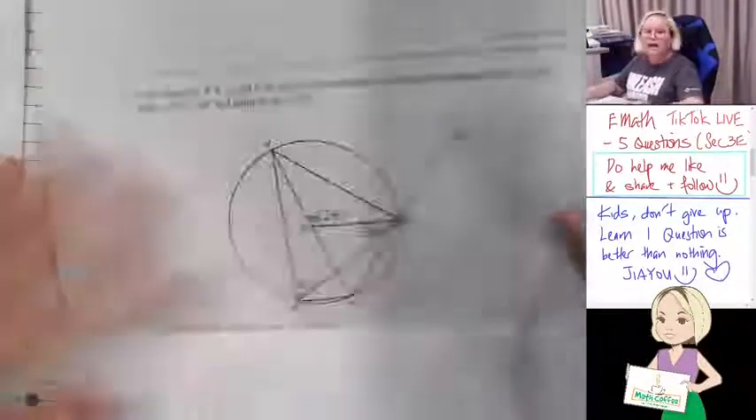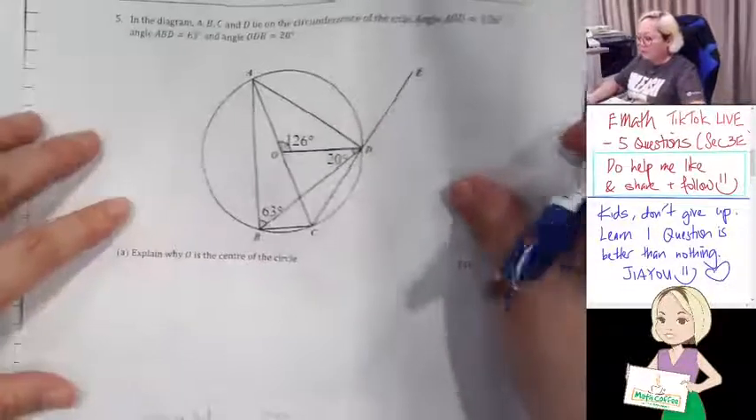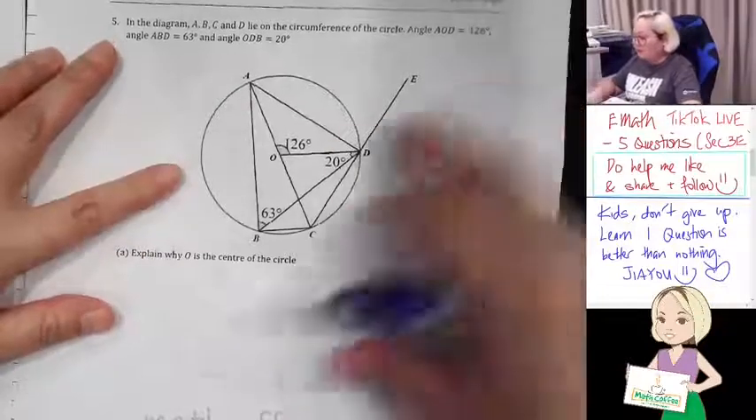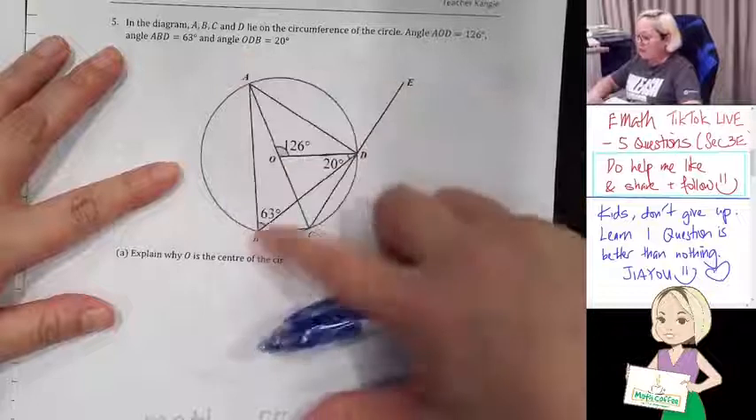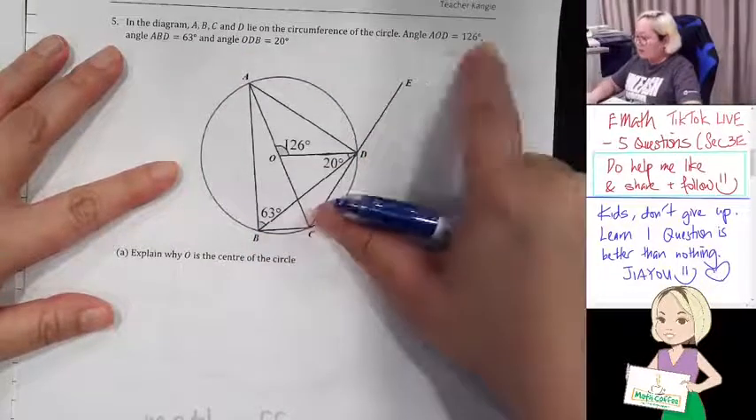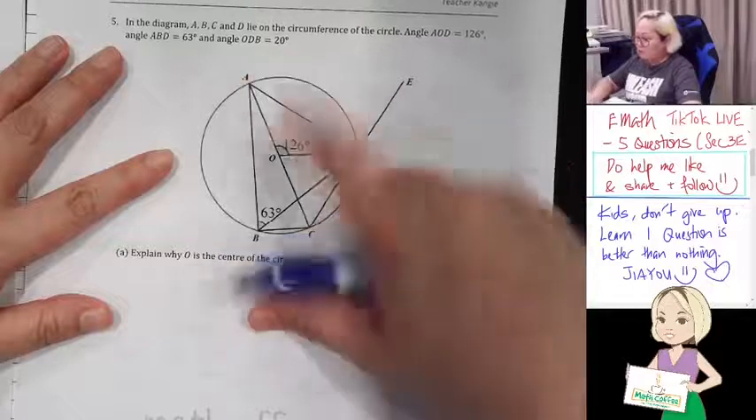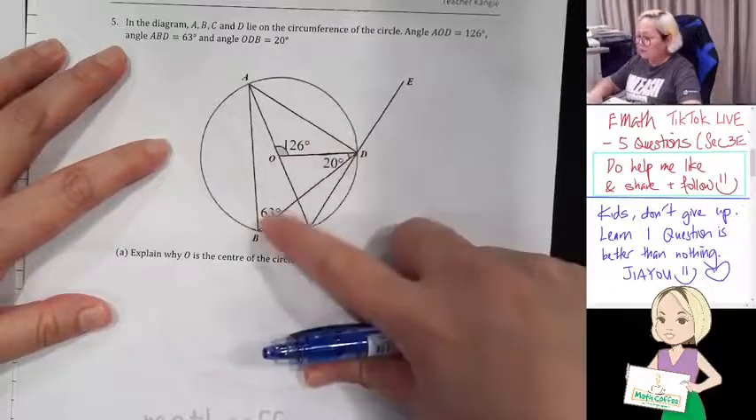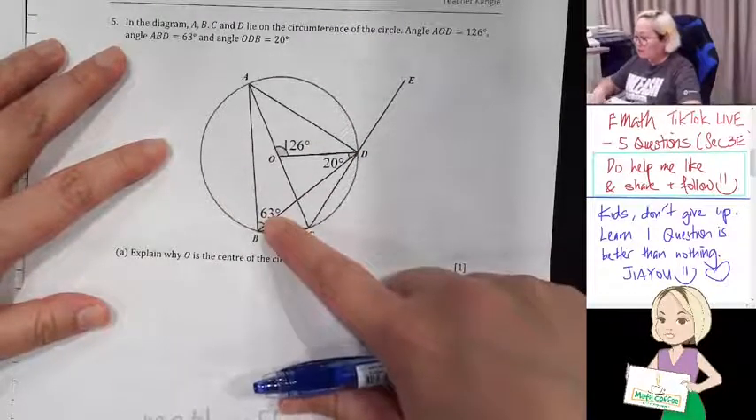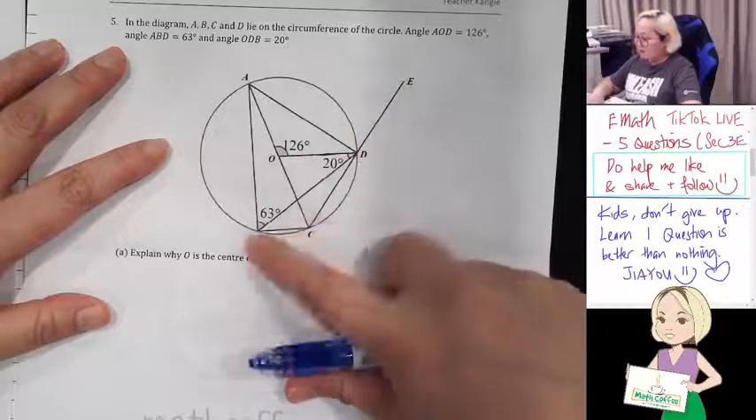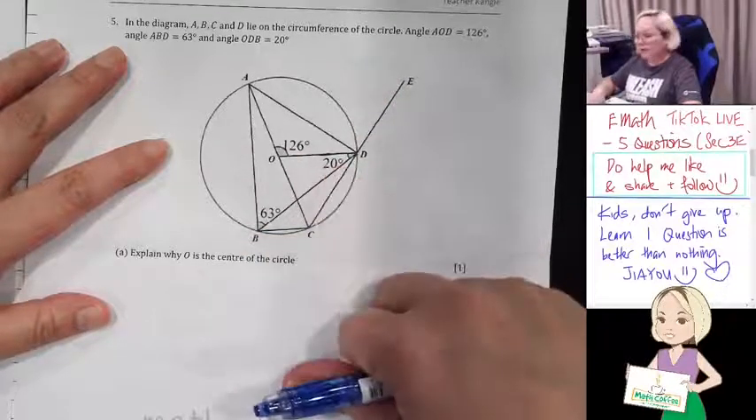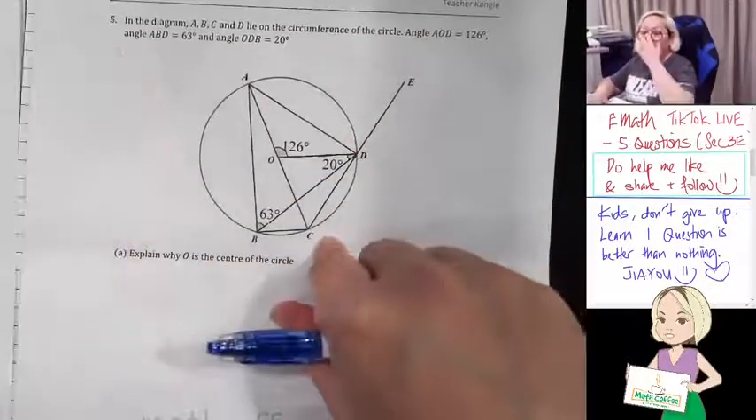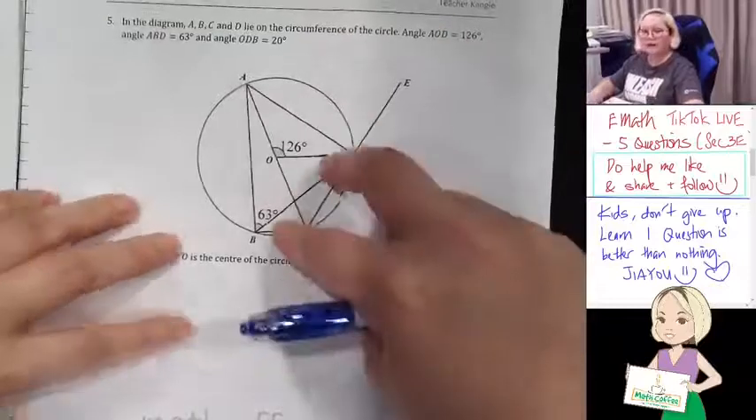Okay, come, let's start our last question, question 5. Properties of circle. In the diagram, ABCD lies on the circumference of the circle. Angle AOD is equals to 126, which is already stated there. Angle ABD is 63. And angle ODB is 20 degrees. Always make sure that the statement and information are put into the diagram, and double check whether it's all written there. If not, you have to update the diagram accordingly.